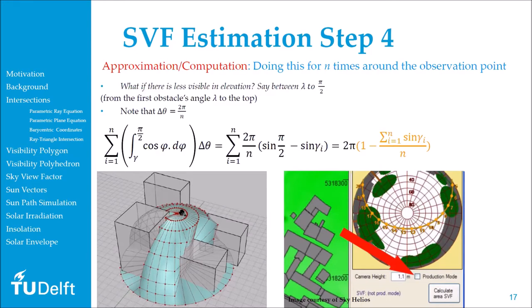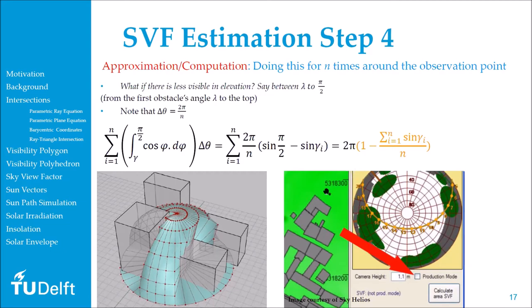Then you can compute these angles, put them together, and compute only the area that is actually visible and divide it by the area that could have been visible. Then you get to something called the sky view factor, which is simplified mathematically into this one. Then you only compute this last equation, and you get the sky view factor estimation.